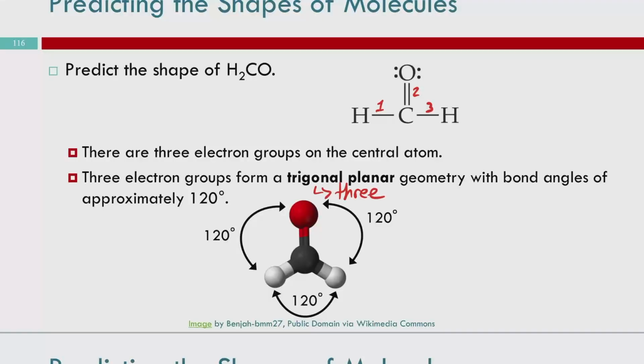You may recognize the tri on the front of trigonal, which means 3. And then I think gonal, like trigonal, means 3 points. So it's got 3 points that stick out. And then the planar part here means that it's flat.